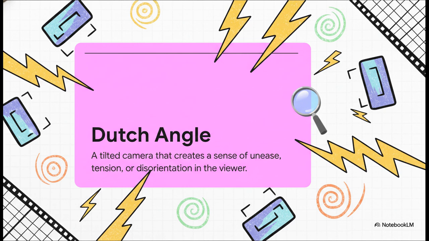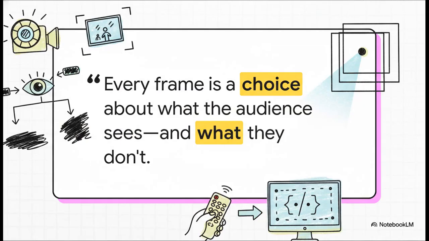Or how about the Dutch angle? Just by tilting the camera a little bit, a director can make a totally normal room feel off, unsettling, tense, chaotic. It's this tiny change with this huge emotional punch, and it puts the audience on edge without anyone saying a single word. So yeah, it all boils down to this really powerful idea. A director's job is to make choices that guide what we see and how we feel. They are masters of framing a story.